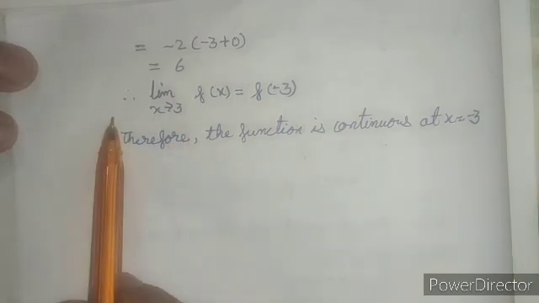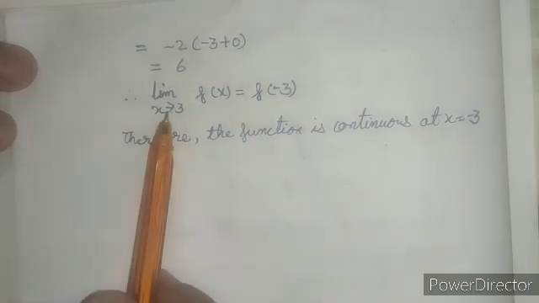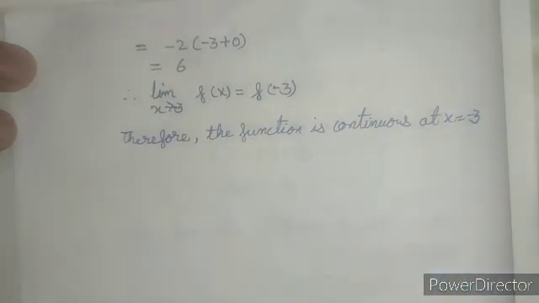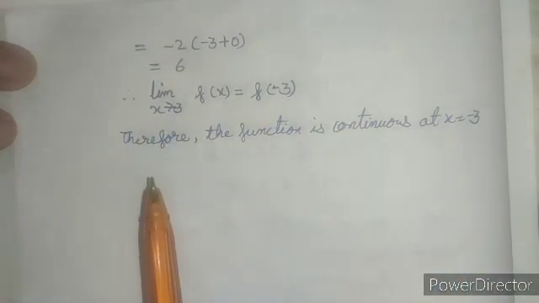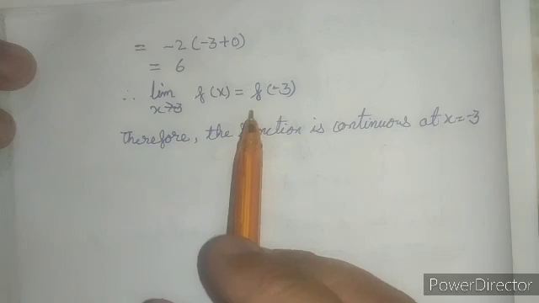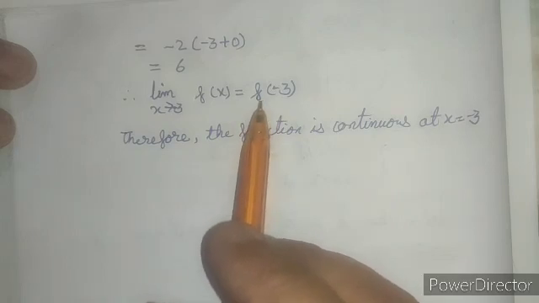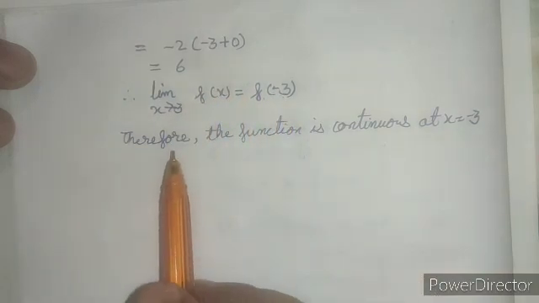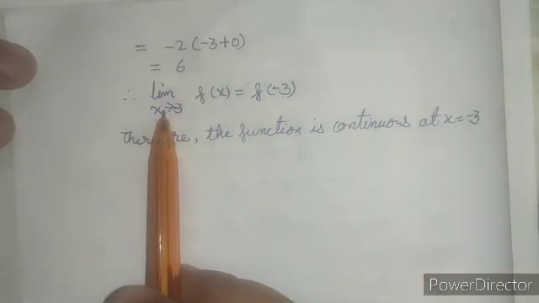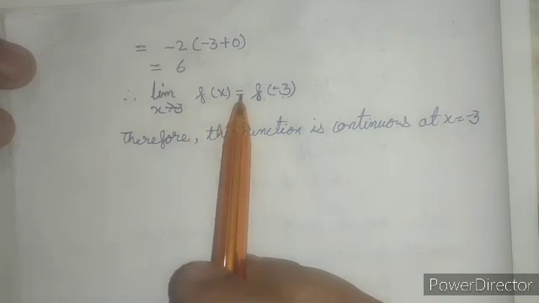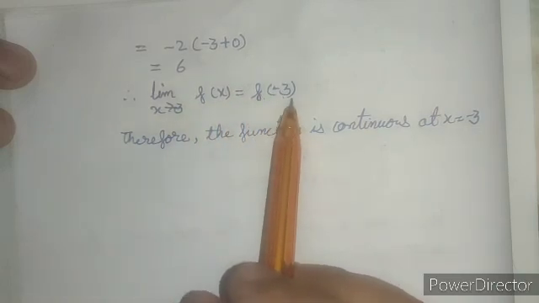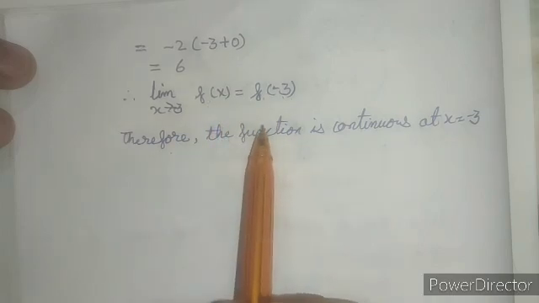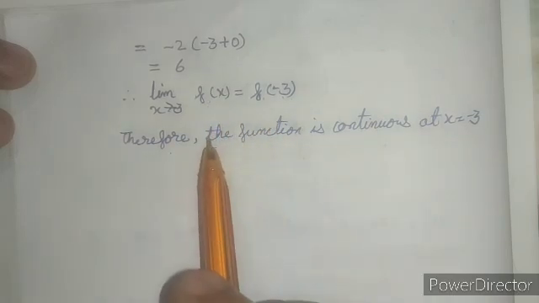Now as we see here, the left hand limit at x equal to minus 3 was equal to the right hand limit at x equal to minus 3, and that was equal to the value of the function at minus 3, that is f(minus 3). All values are equal to 6. So we can say that limit x tends to minus 3 f(x) is equal to f(minus 3). Therefore the function f is continuous at x equal to minus 3.